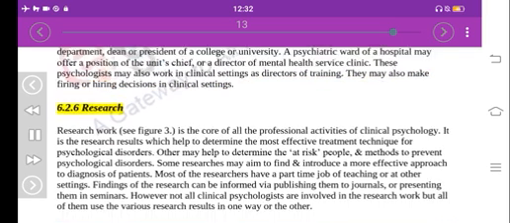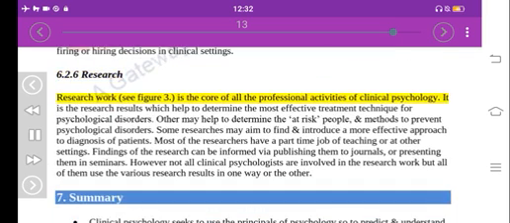6.2.6 Research. Research work, see Figure 3, is the core of all the professional activities of clinical psychology. It is the research results which help to determine the most effective treatment technique for psychological disorders. Others may help to determine the at-risk people and methods to prevent psychological disorders. Some research may aim to find and introduce a more effective approach to diagnosis of patients.